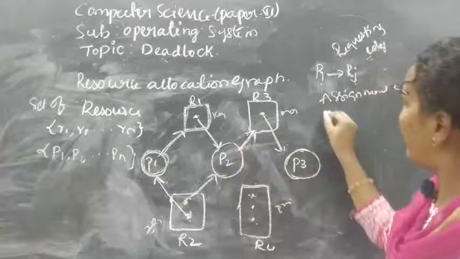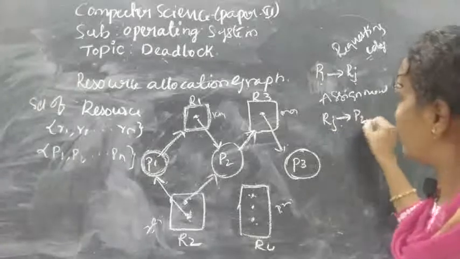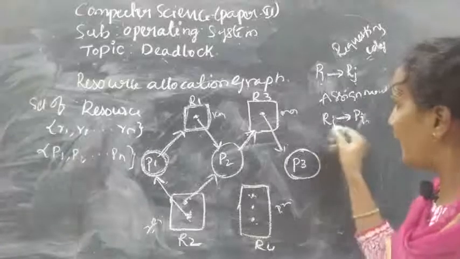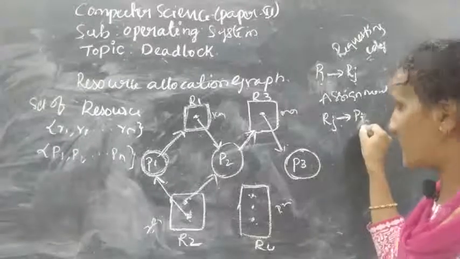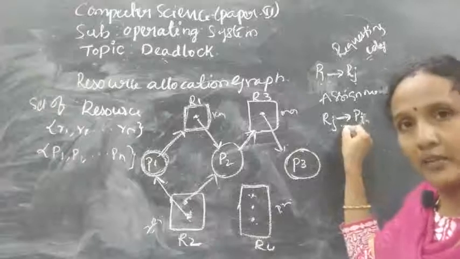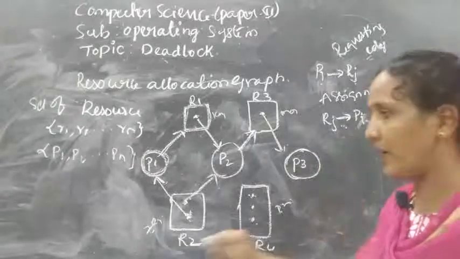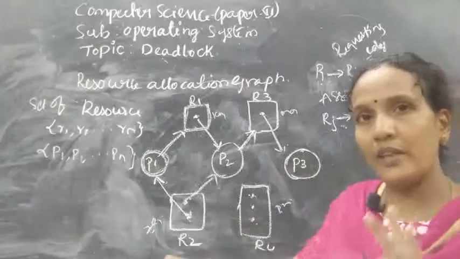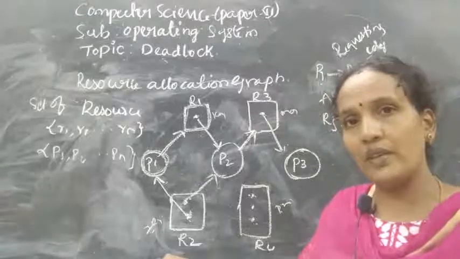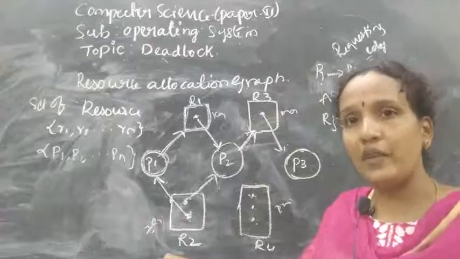Then how do you show Rj given to Pi? This resource is allocated to this process. This is called an assignment edge. So how many components do we have? 4. One is a resource, the second is a process, the third is a requesting edge, and the fourth is an assignment edge.